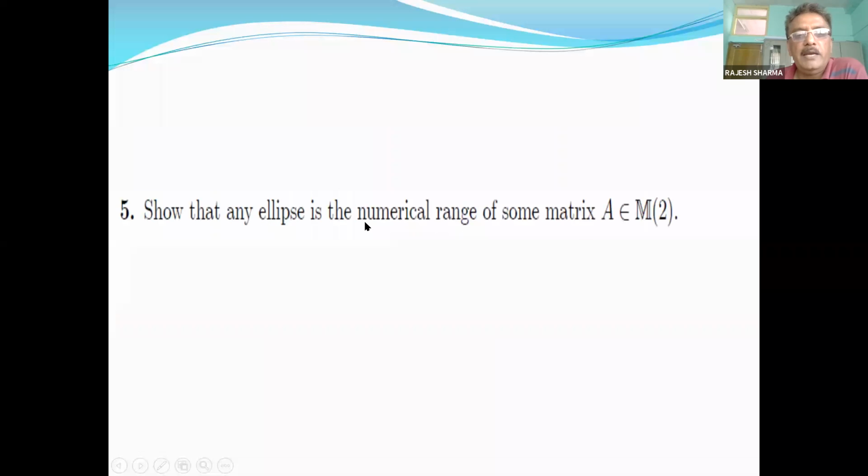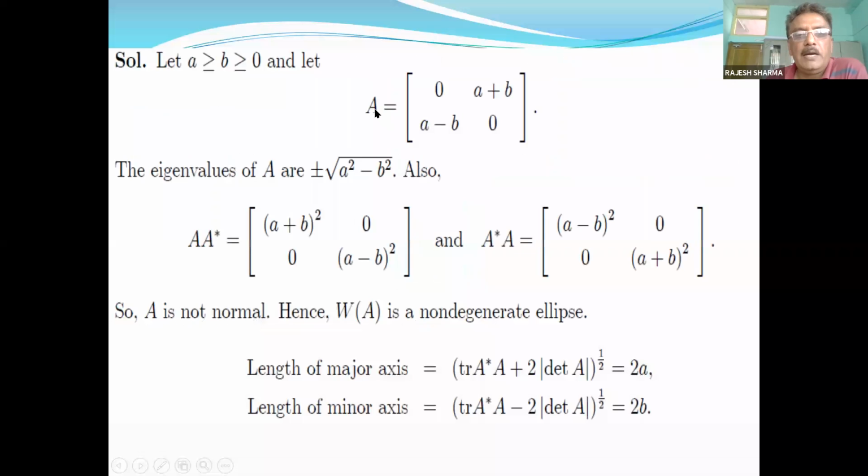Now show that any ellipse is the numerical range of some matrix A belonging to M2. We can take A to be this matrix, with entries A plus B, A minus B, where A and B are non-negative and A is greater than or equal to B. And then we see A star A is not equal to A A star. So A is not normal. Hence W(A) is a non-degenerate ellipse.